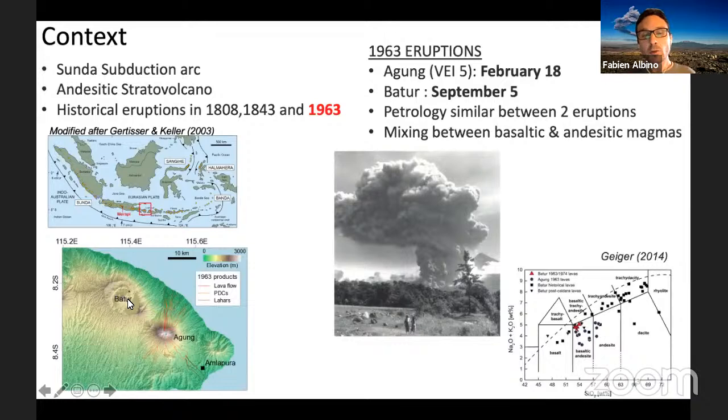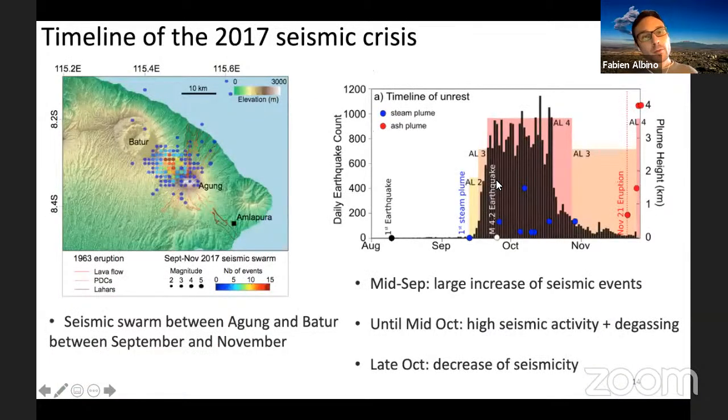It's interesting to know that during the 1963 eruption, there was an eruption in February at Agung that was followed a few months later, in September, by an eruption at Batur. The petrology seems to show similar composition of the magma between the two eruptions, with a mixing between basaltic and andesitic magmas.